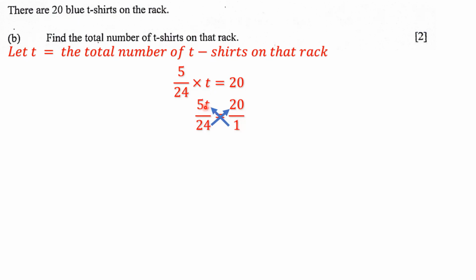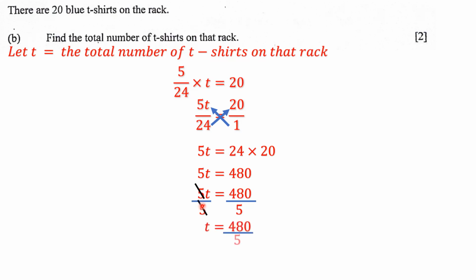We say 1 times 5t, which is 5t, and 24 times 20, well, we put that on the right-hand side. And 24 times 20 is 480. So we have 5t equals 480. We're going to divide both sides by 5, and all we have to do now is cancel these two 5s. So this one cancels with that one, and we are left with t equals 480 divided by 5, which means that t is equal to 96. So that means that the total number of t-shirts on the rack is 96.